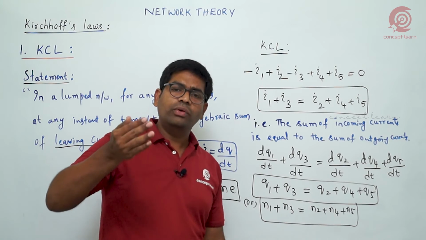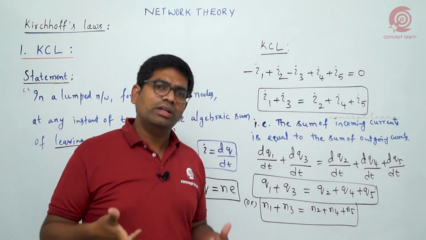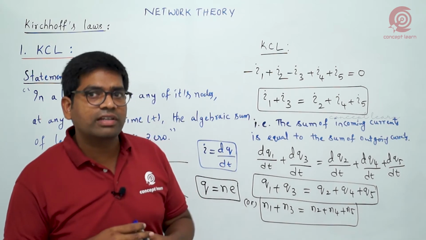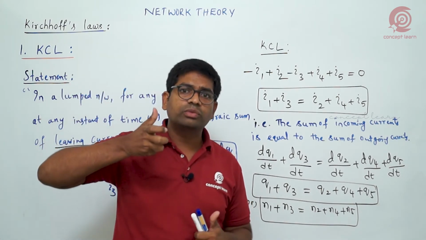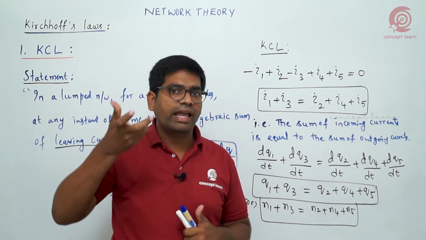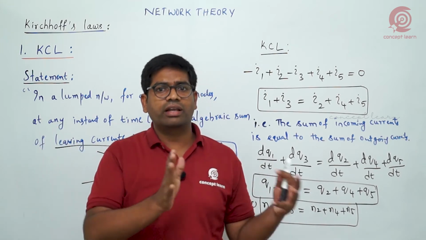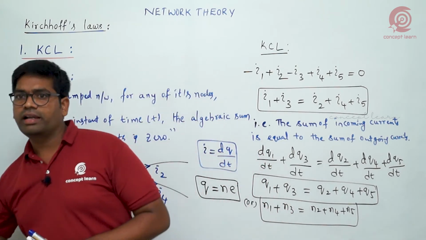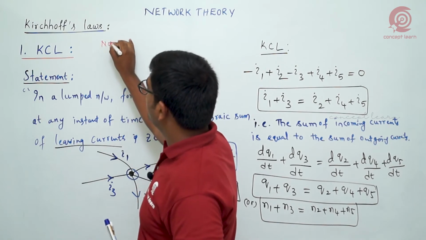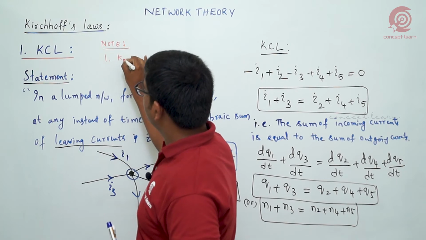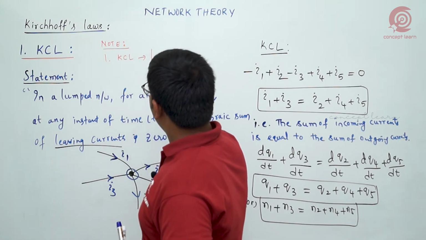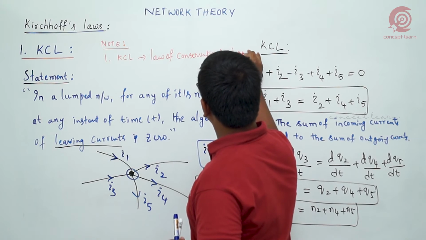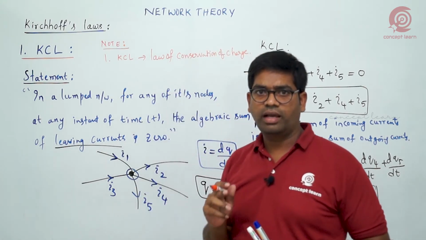What is happening here at a node? Incoming charge is equal to outgoing charge, which means the node is neither creating nor destroying any amount of charge. So what can we say from this statement? KCL is associated with the law of conservation of charge. It is neither creating nor destroying, it is just passing, right? Incoming charge is equal to outgoing charge. So what is the observation here? The observation I am adding at this position: first one, KCL is associated with the law of conservation of charge, right? That is the main observation from here.